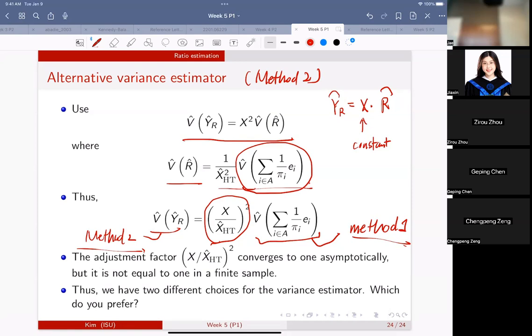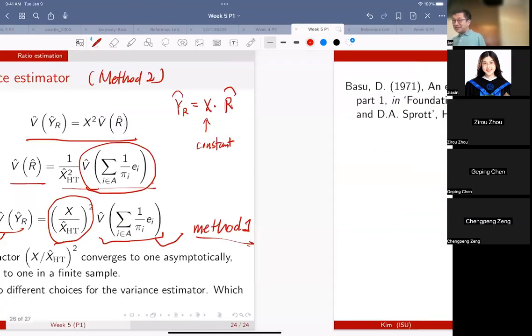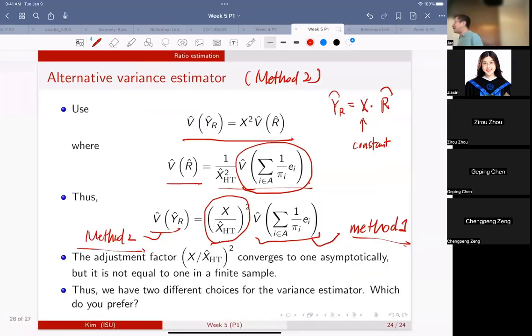Method one, raise your hand. Method two. Okay. We have one preference for method one. Method two. Okay. Well, this is not an easy question. Actually, this is not something that you can answer right away on the spot.